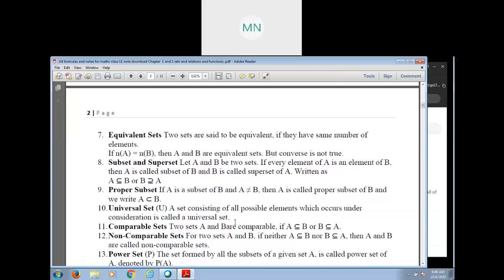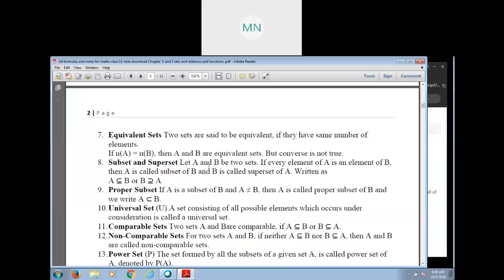And next one is subset and superset. Suppose A and B are two sets. If every element of A is an element of B, then we say that A is a subset of B and B is called the superset of A. A is a subset of B and B is a superset of A.